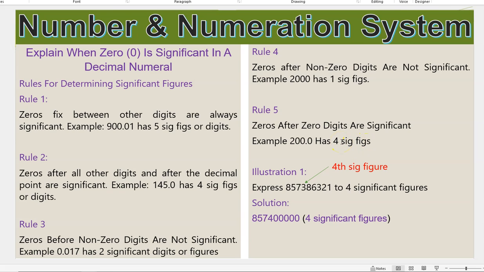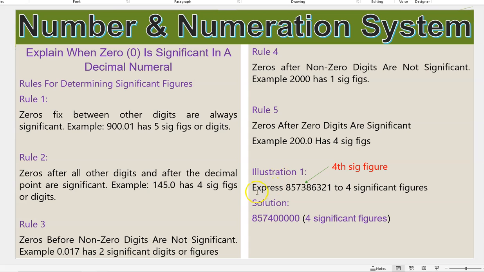Now rule 4 and rule 5 look a little bit confusing, so I'm going to explain it here. Under rule 4 we have 2000, and as you can see there is no decimal point here, which is why we had only 1 significant figure. By looking at rule 5, there is a decimal point here, and therefore once there is a decimal point here, it makes it 4 significant figures. Why? Because zeros after 0 digits are significant.